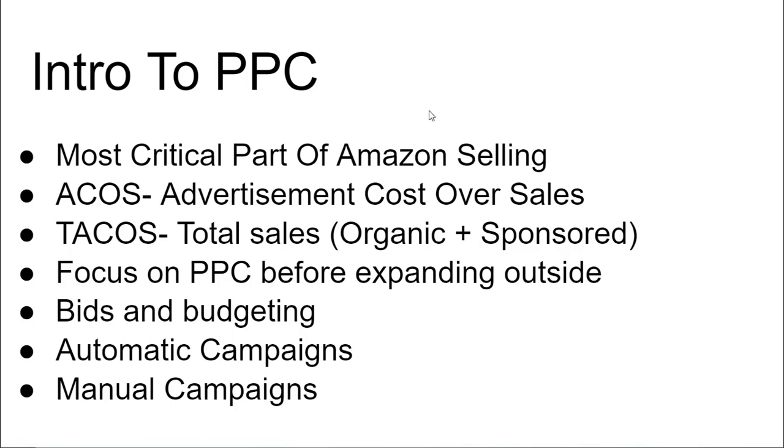Moving on to the next point, there are two types of Amazon PPC ads campaigns: one is automatic and the other is manual. In automatic campaigns, Amazon does keyword research and targeting by itself. In manual campaigns, we have three types: first is broad, second is phrase, and third is exact. We will discuss these types more in the coming videos.